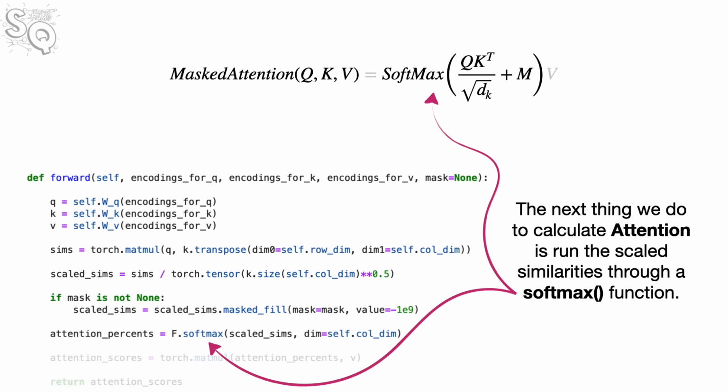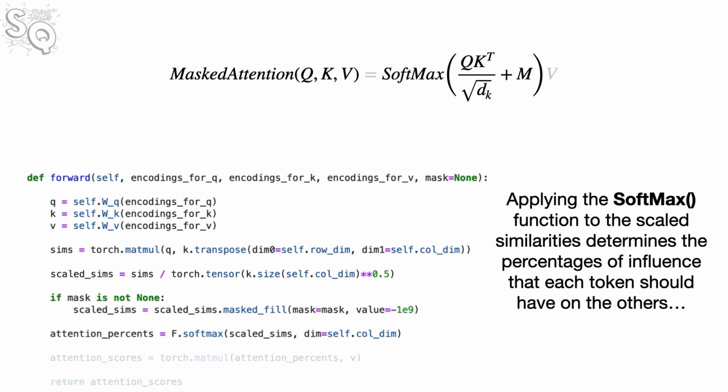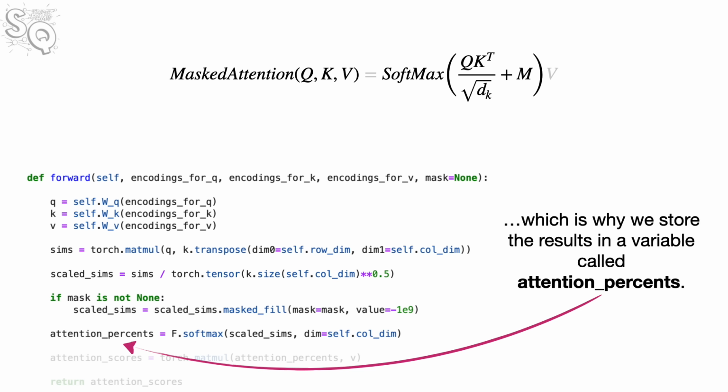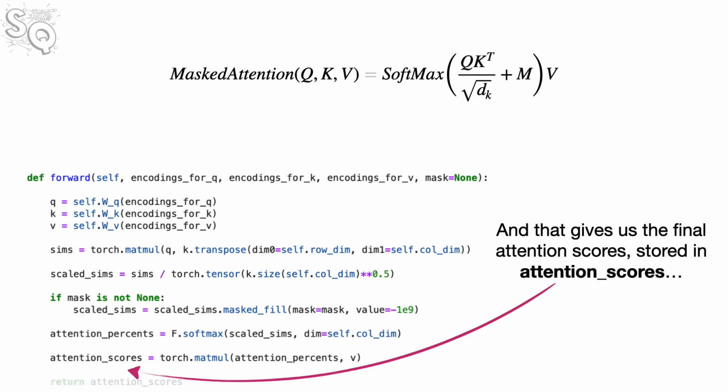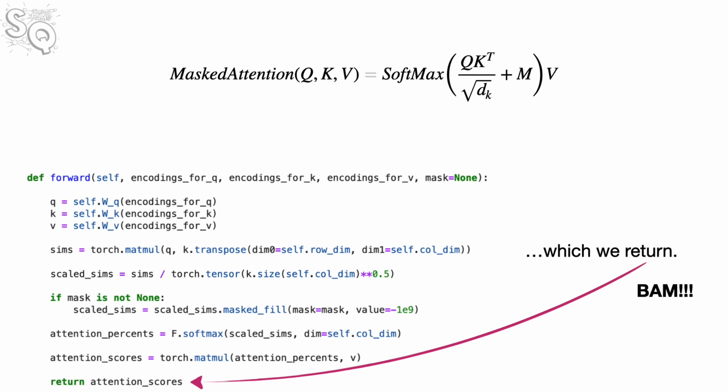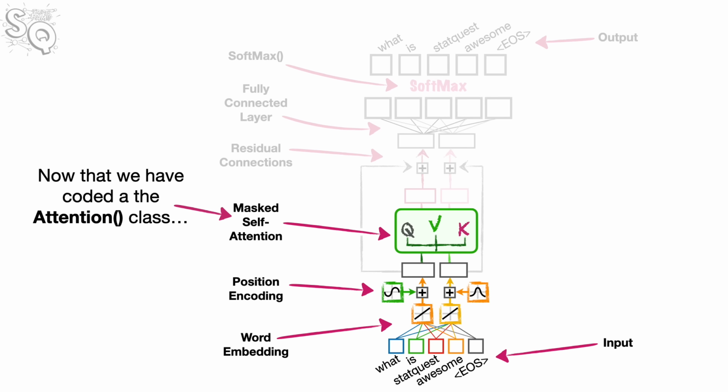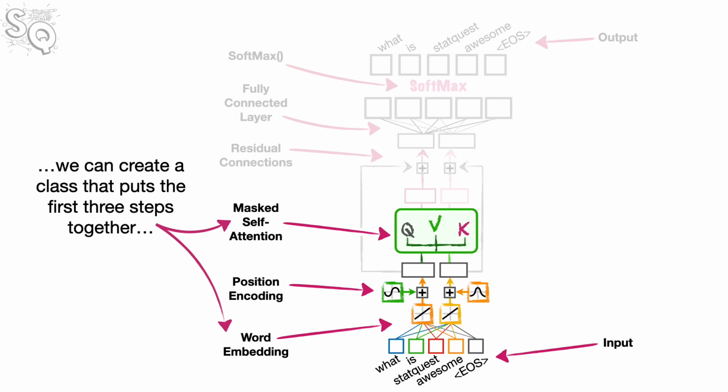The next thing we do to calculate attention is run the scaled similarities through a softmax function. Applying the softmax function to the scaled similarities determines the percentages of influence that each token should have on the others, which is why we store the results in a variable called attention percents. Lastly, we use torch.matmul to multiply the attention percentages by the values in V. And that gives us the final attention scores stored in attention scores, which we return. Bam!